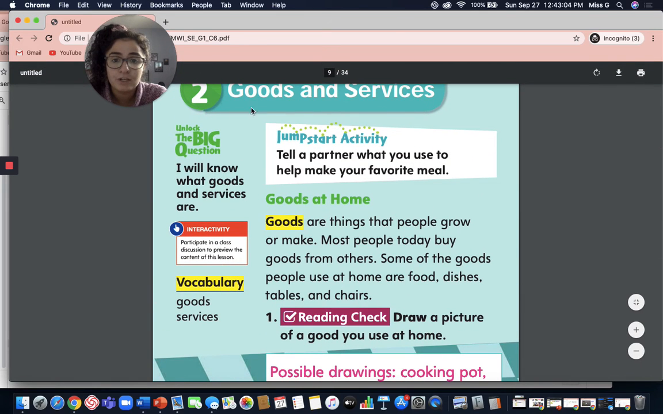Lesson 2, Goods and Services. Goods at home. Goods are things that people grow or make. Most people today buy goods from others. Some of the goods people use at home are food, dishes, tables, and chairs.